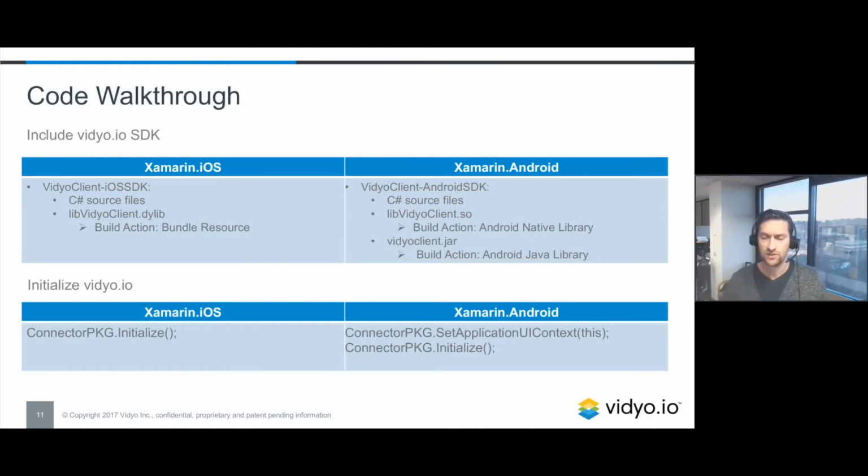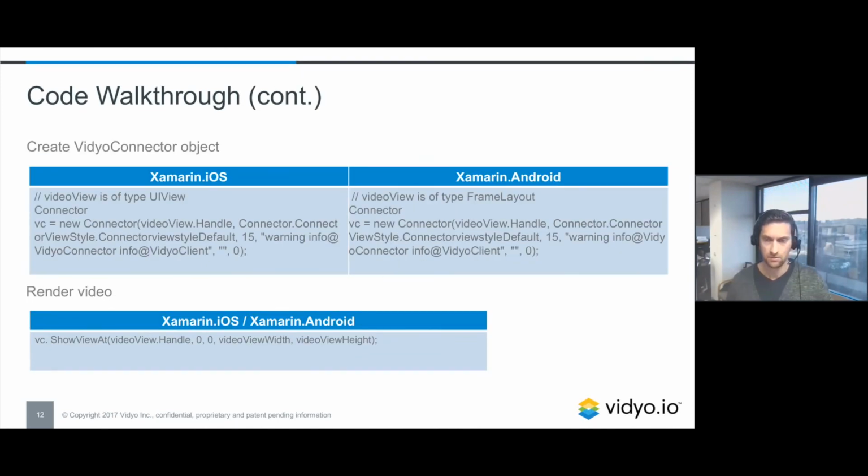To initialize Vidyo.io, you'll call the initialize method on the connector package, and that is common between iOS and Android, but on Android, you also have to set the application UI context. Then you want to create a video connector object. This is the same call on iOS and Android. The only difference is that the view handle that you're going to be passing on iOS is of a UIView type, whereas in Android, it's going to be a frame layout type.